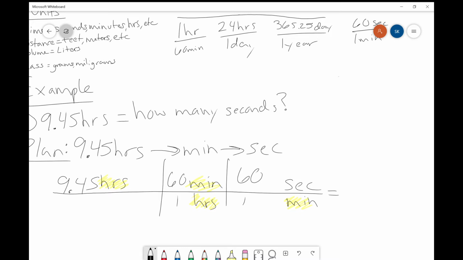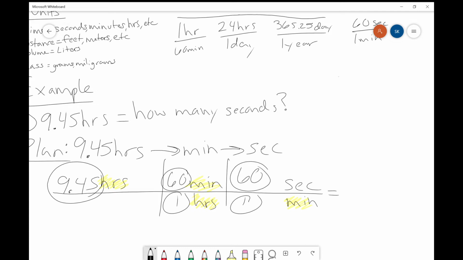All right, so the last thing we got to do here is the math. And the math is the easiest part. Usually people go, oh no, the math. But no, this is really easy. All we do is we multiply the numbers at the top together and then divide by the numbers on the bottom. So we do 9.45 times 60 times 60, divide by 1, and that's our answer. That's it. All right, so let's go ahead and do that now.